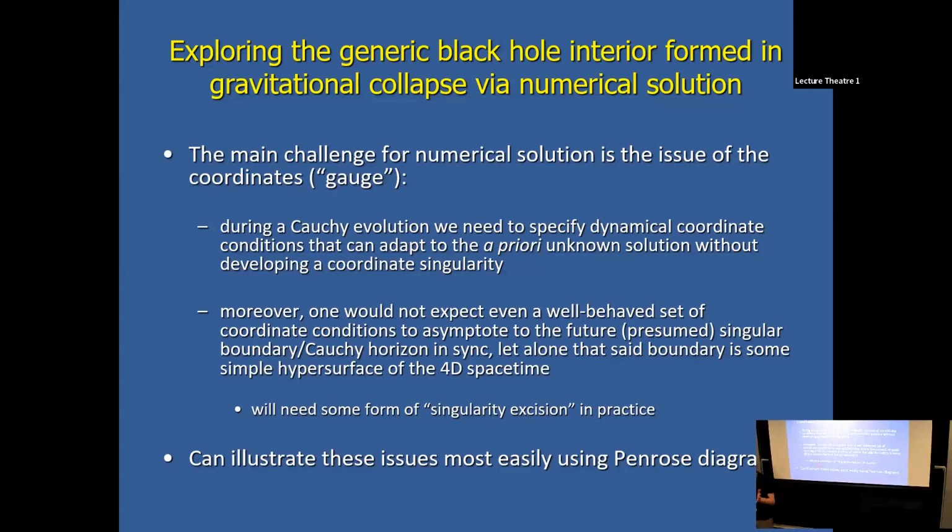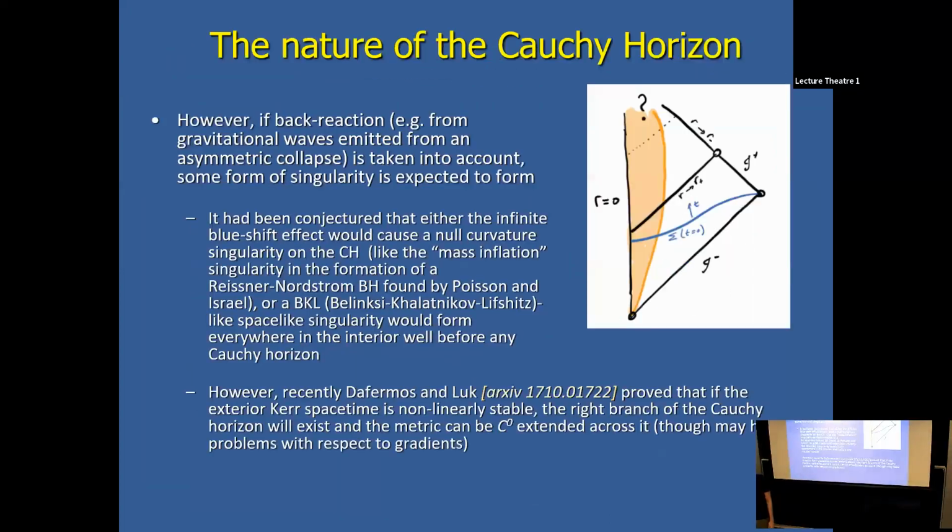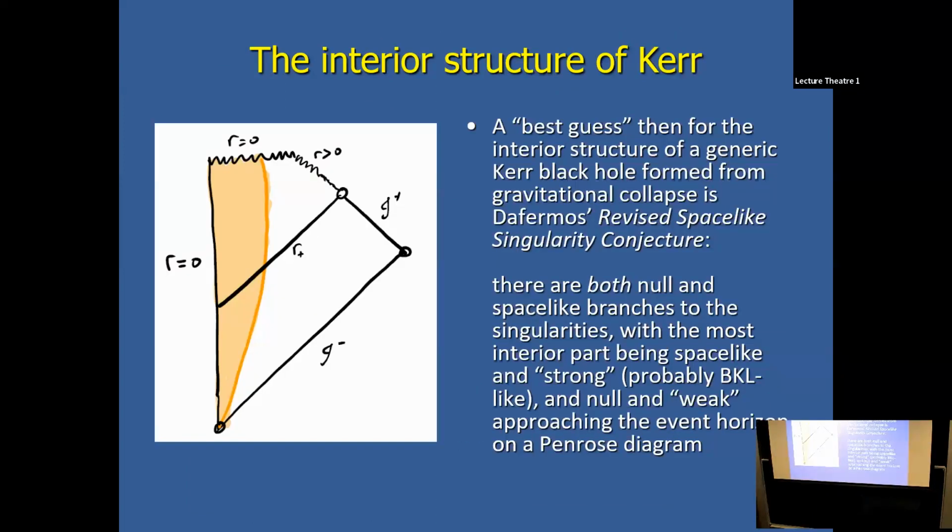And just to illustrate this more with a Penrose diagram, you can perhaps appreciate what the problems might be. Thanks to Mihalis and Spiros, I can skip some of this stuff and just go to the punchline. So, here's our best guess, perhaps, for a simplified form of what the interior might look like. Again, this is a Penrose diagram. This is asymptotically Minkowski, asymptotically flat. You can cut it off here.